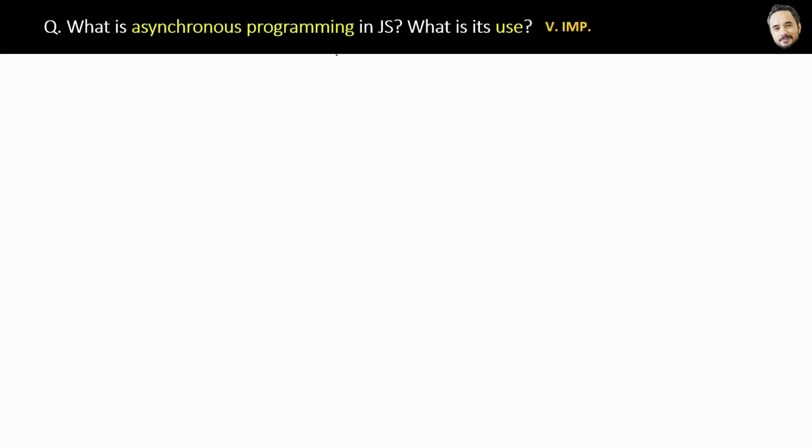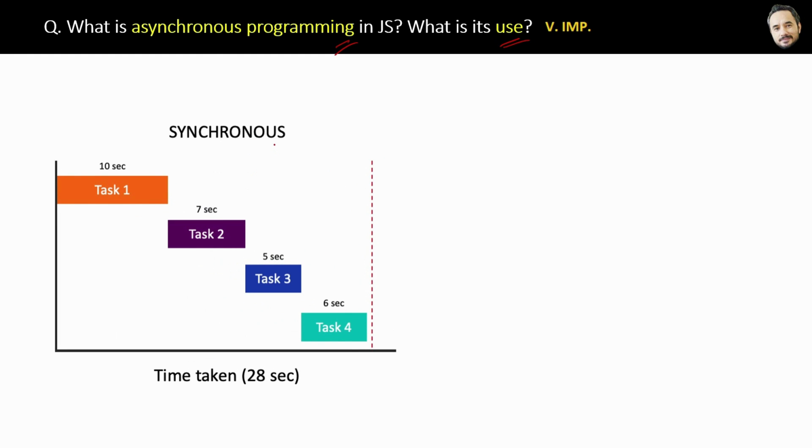What is asynchronous programming in JavaScript? What is its use? Very good question and very popular. Before asynchronous programming, we need to know what synchronous programming is. Suppose you have 4 functions or tasks like this in your project. Then in synchronous programming, they will execute something like this in sequence.